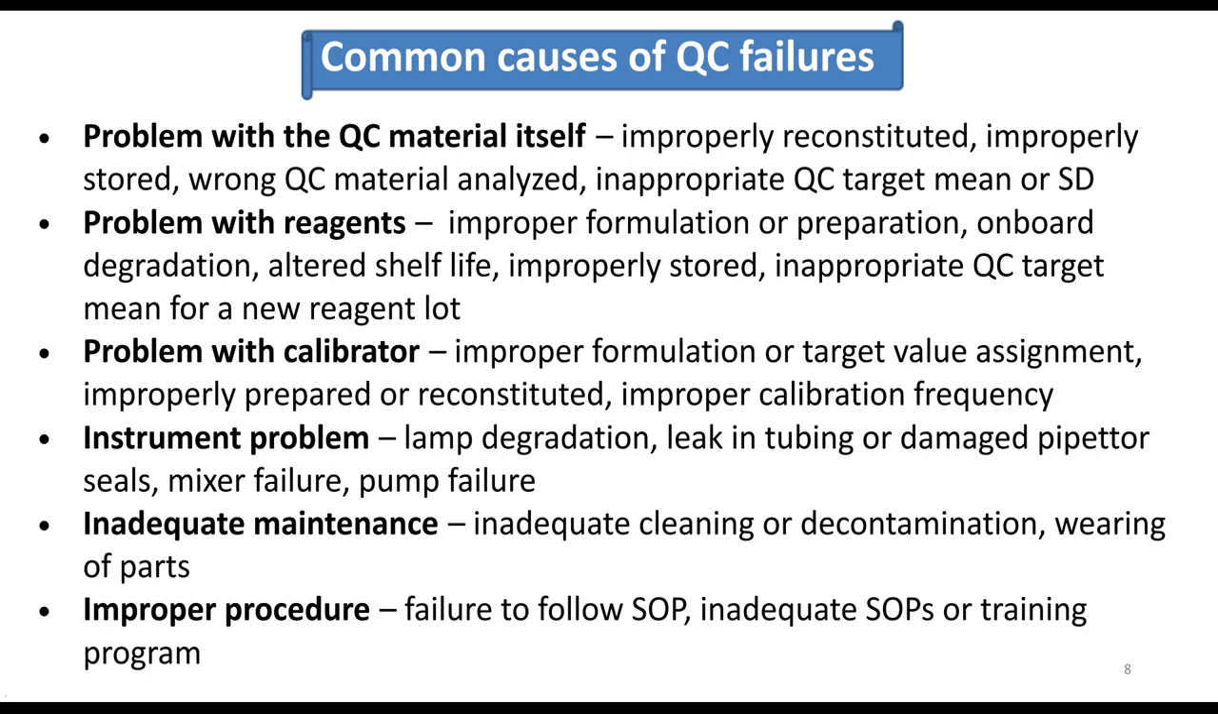This slide shows some common causes of out-of-control events, or QC failures. One of the most frequent causes of QC failure is a problem with the QC material itself. So the QC material might be improperly reconstituted or improperly stored, for example, left out on the bench too long. The wrong QC material could be analyzed, or the lab could be using an inappropriate QC target mean or SD, established on an inadequate amount of data for a new lot, for example.